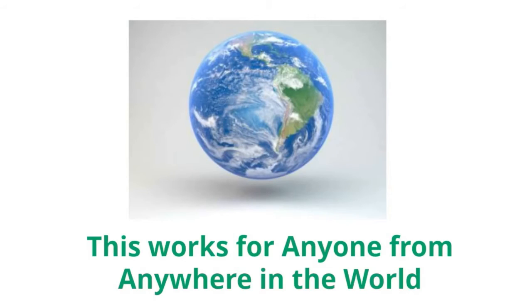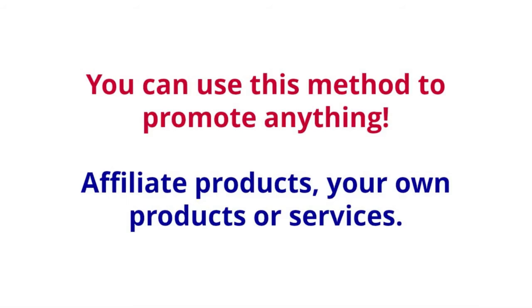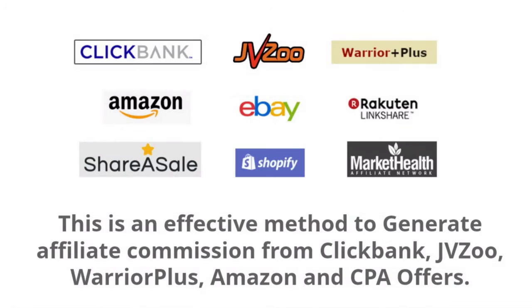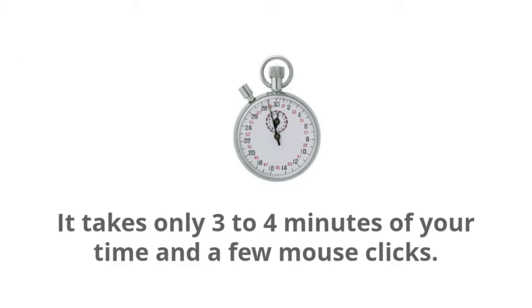This works for anyone from anywhere in the world. 100% newbie friendly. You can use this method to promote anything: affiliate products, your own products or services. This strategy is proven to work for any niche. This is an effective method to generate affiliate commission from ClickBank, JVZoo, Warrior Plus, Amazon and CPA offers. It takes only 3 to 4 minutes of your time and a few mouse clicks.